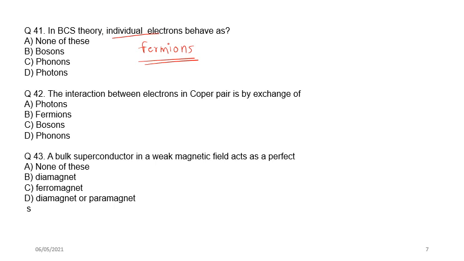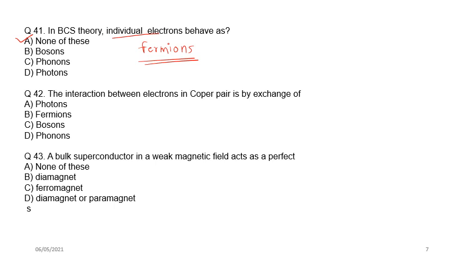The interaction between the electrons in a Cooper pair is by the exchange of... So we will first complete this question. Here fermion is the answer, so none of these will be the option. Next: the interaction between the electrons in a Cooper pair is by exchange of what?